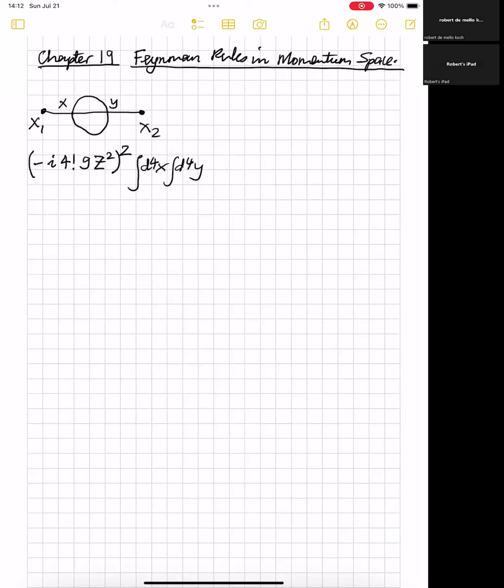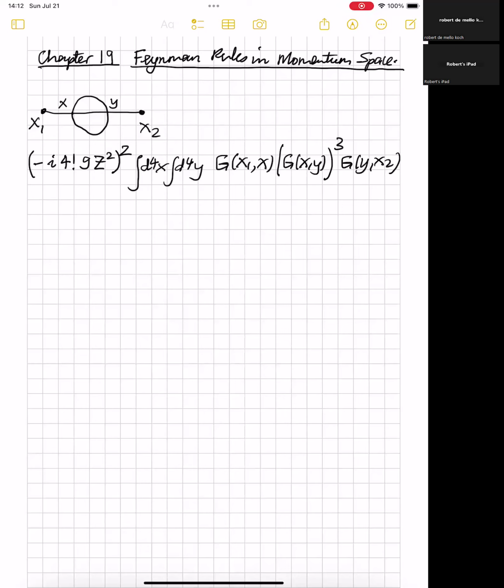Okay, let's now start filling in all of the propagators. So we need a propagator to take us from x1 to x. So we'll have a propagator from x1 to x. Then we have three propagators going from x to y. So we'll have G(x, y) cubed, because we've got three propagators going from x to y. And then we need a propagator going from y to x2.